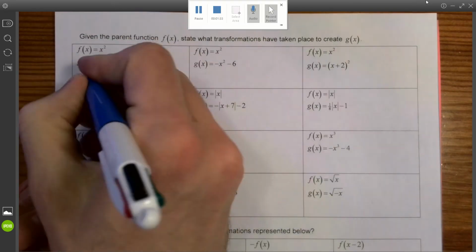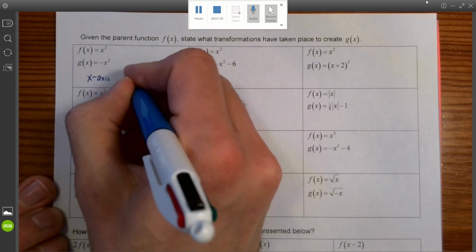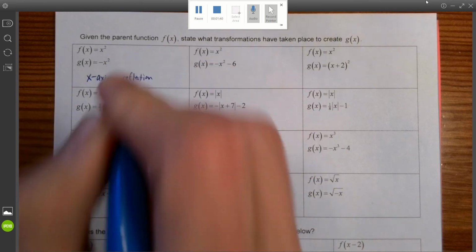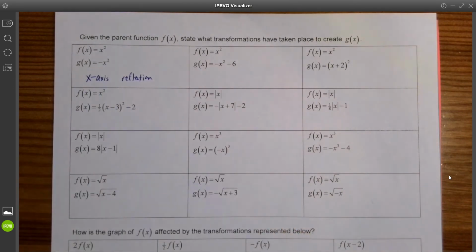So this is an x-axis reflection. What it really means is this: if I have some function and I throw a negative in front of the entire function, then I have reflected it over the x-axis.